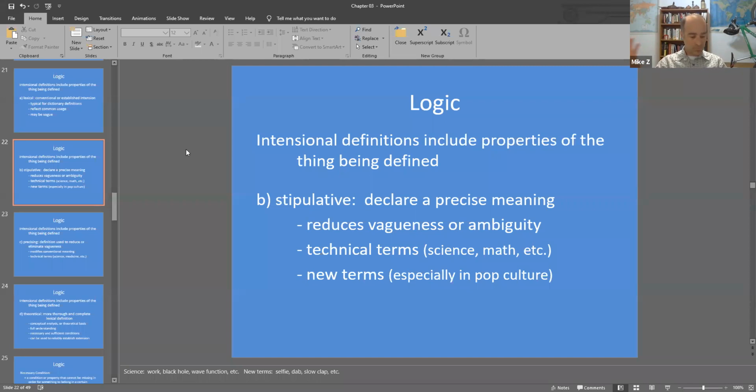Then for new terms in popular language, a good one I think is selfie, right? That's a term that's relatively newly introduced into our language. It's got a stipulated definition. It sort of rose up naturally, but there was this thing that was happening, people taking pictures of themselves, and it needed a word, right? We needed a term that applies to this new thing, and so we just stipulated it. Selfie means taking a picture of yourself, typically using your cell phone or something.